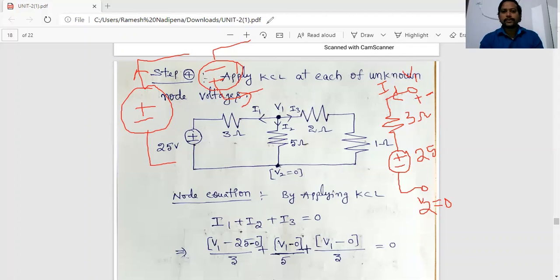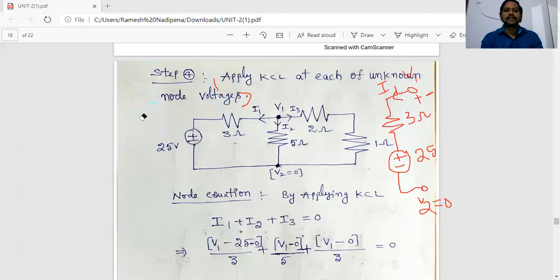Now, simple. Now apply KVL to the first branch. According to this current direction, what is the KVL here? Minus V1, the reason being that current enters the first negative terminal at node V1. Minus V1 plus, now current enters the 3 ohm resistor, so plus 3 into I1.